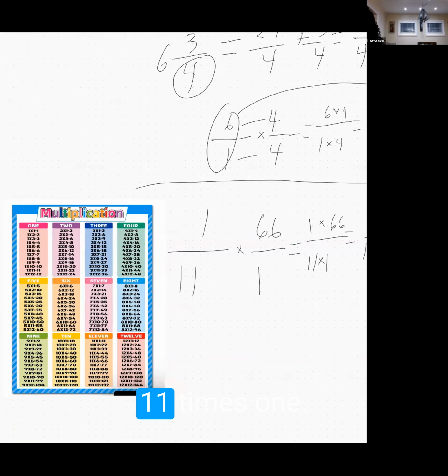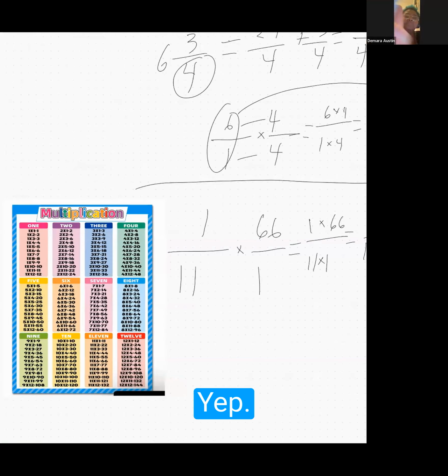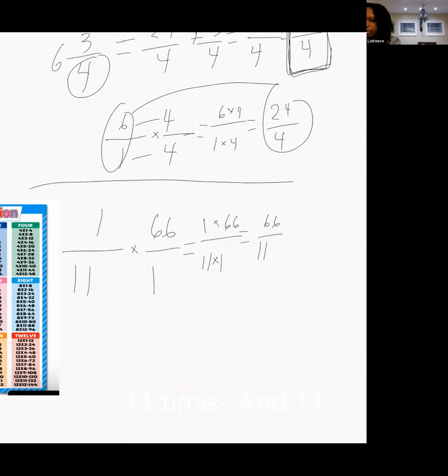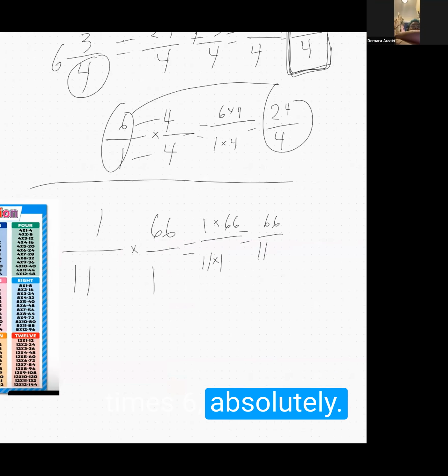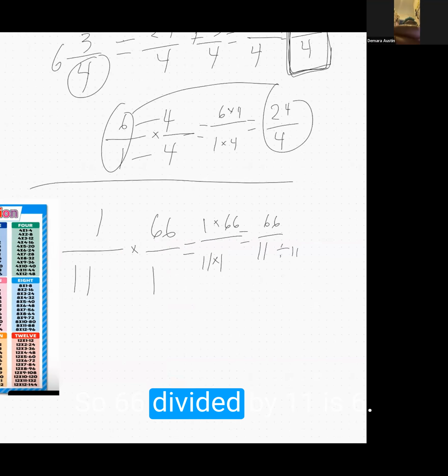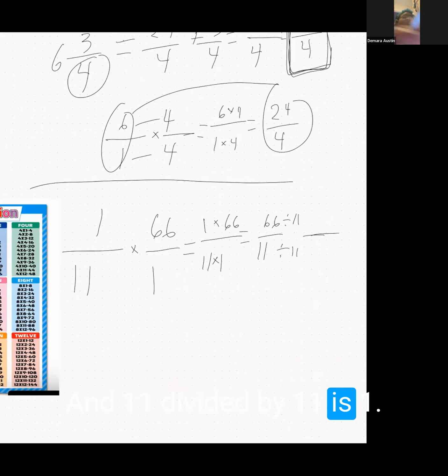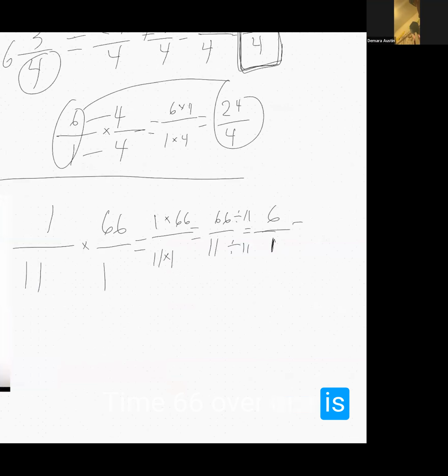So 11 times 1. Yep. And 11 times 6. Absolutely. So 66 divided by 11 is 6. And 11 divided by 11 is 1. So 1 over 11 times 66 over 1 is just 6 over 1, or 6.